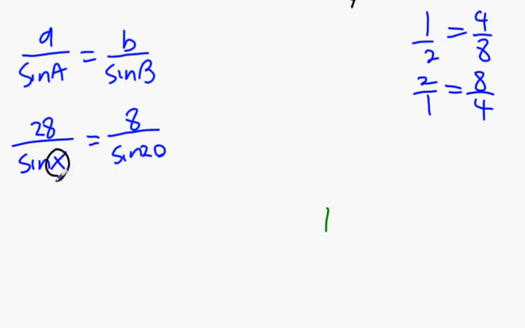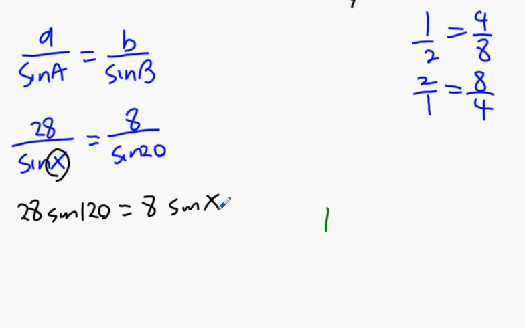What way does this question end? What's the last thing you're going to do here? Sine inverse. You're looking for an angle. It's locked beside the sine. Sine inverse has to be the last thing you do. So we're going to cross multiply, we're going to get 28 sine 120 equals 8 sine x.